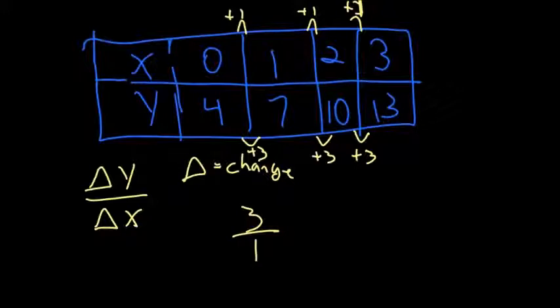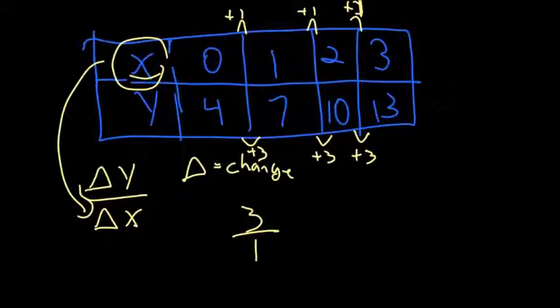So that's what's going to be always paired with your x value. Whatever you get for this ratio goes with your x. So 3 over 1, you can just reduce it to 3. So y equals 3x.